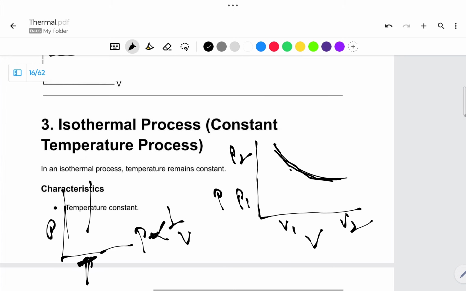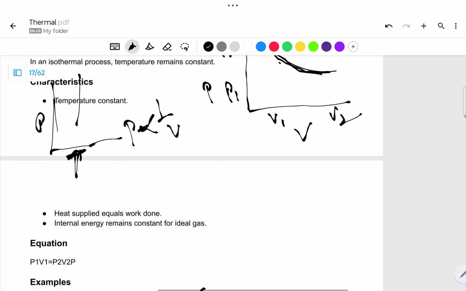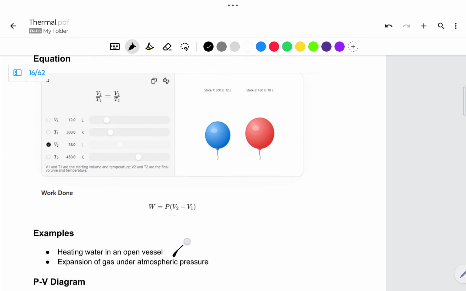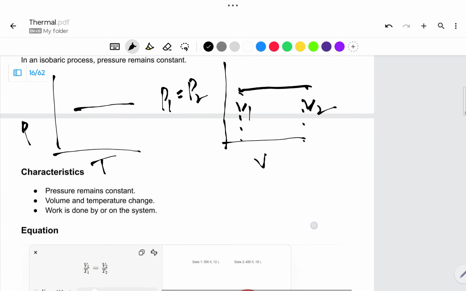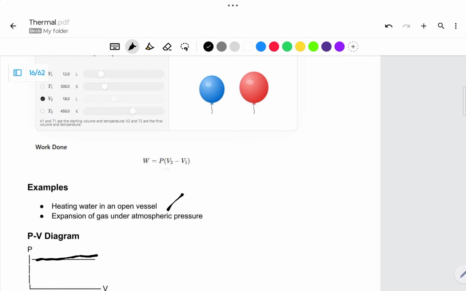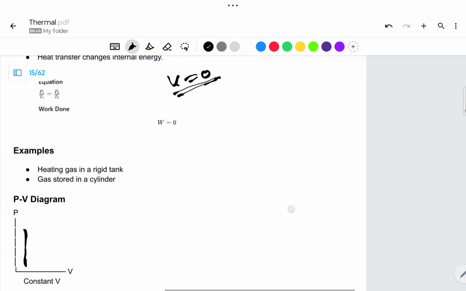Then the isothermal process is used during the slow compression or expansion of a gas, where the gas is in a cylinder and surrounded by water at a constant temperature. At that time it is used. Heating of water in an open vessel we can call an isobaric process. Then expansion of gas under atmospheric pressure, we can also call an isobaric process.